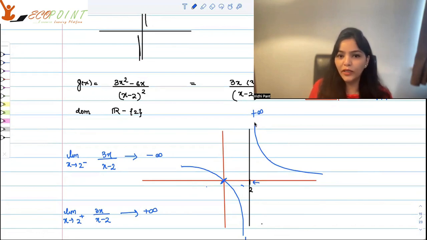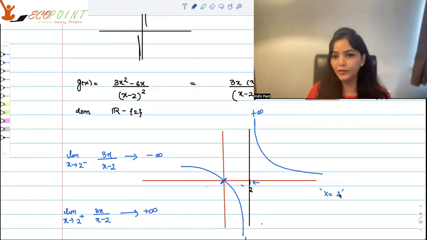And what we are talking about here is vertical asymptotes. That means you have a line which is x equal to something. In this example, x equal to 2 is that line around which the function is moving towards plus infinity or minus infinity. In fact, in this example, it's moving to both.